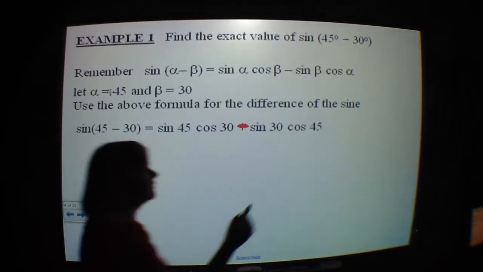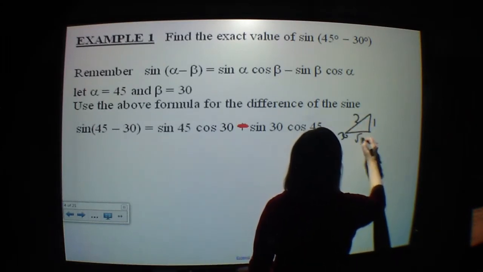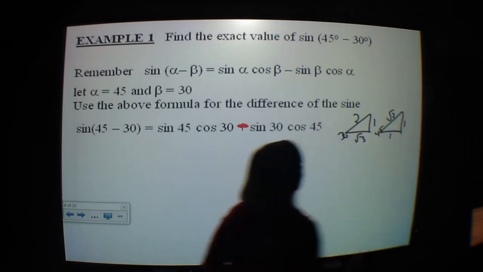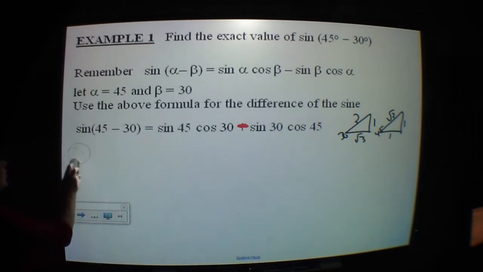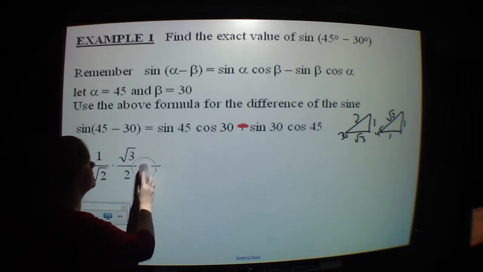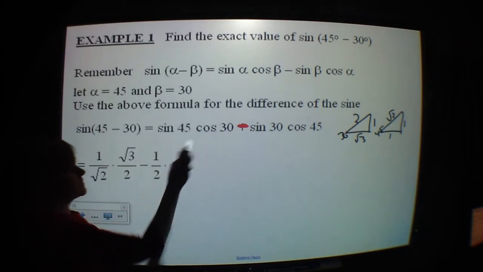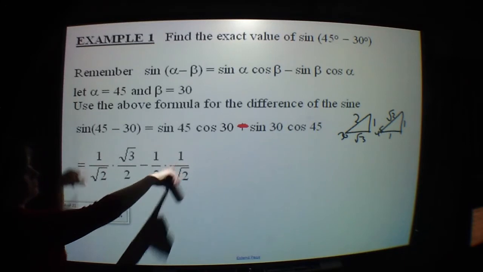If you need to, this is what I do a lot of times, is I'll write the triangles 1, 2, radical 3, and 1, 1, radical 2. Gives me a visual to look at. Sine of 45 is 1 over radical 2. Cosine of 30, look at your 30, is radical 3 over 2. Minus sine of 30, look at your 30, is 1 over 2. Cosine of 45, 1 over radical 2. And if you want, you could write these as radical 2 over 2 right away.